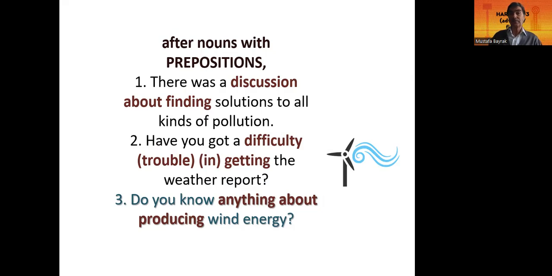Have you got a difficulty getting the weather report? Yes, it is also possible, but I advise you to use in. It is also 100% true. Have you got a difficulty in learning English? In finding the marketplaces? Do you know anything about producing wind energy?